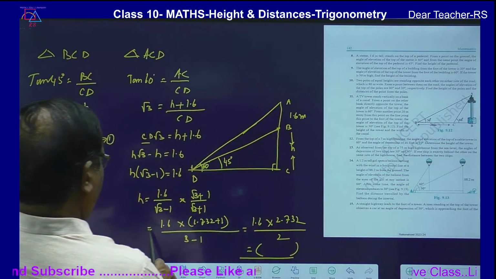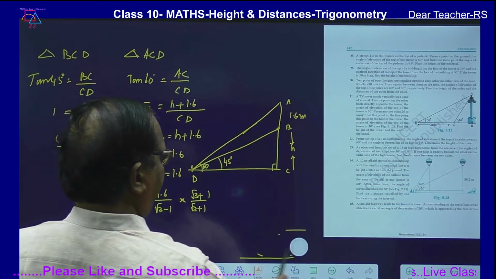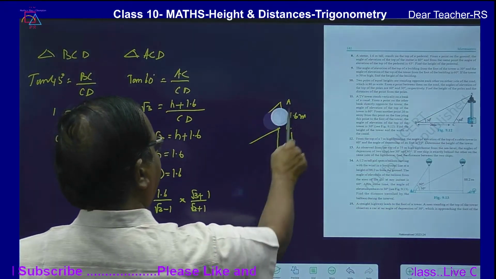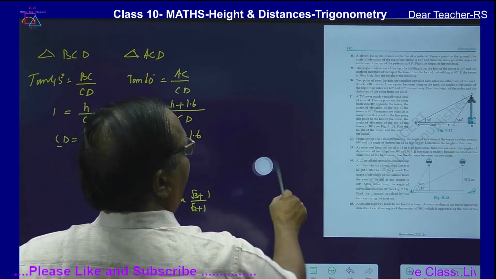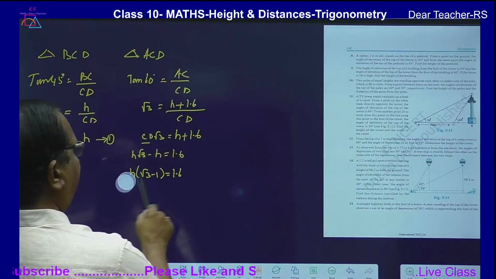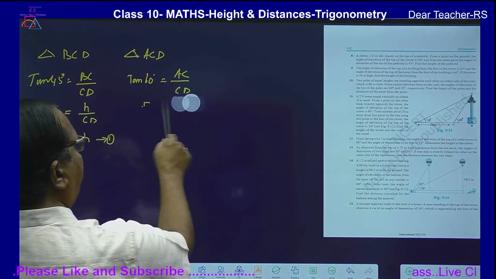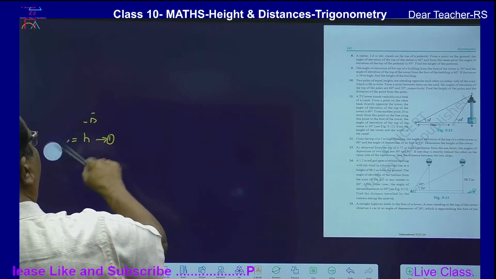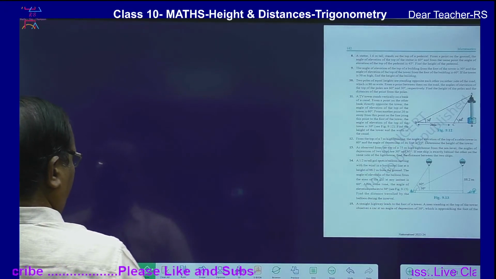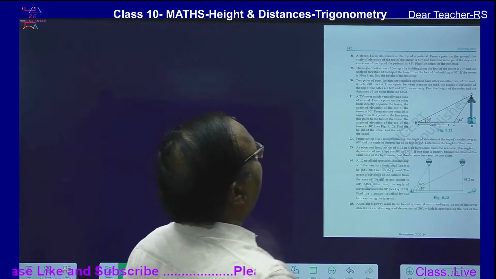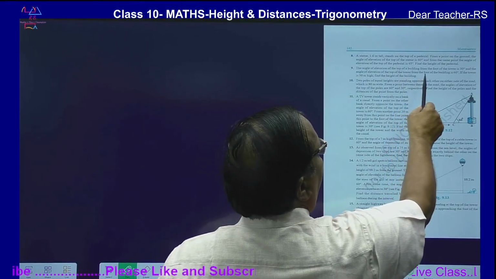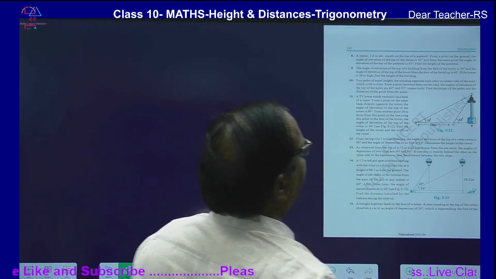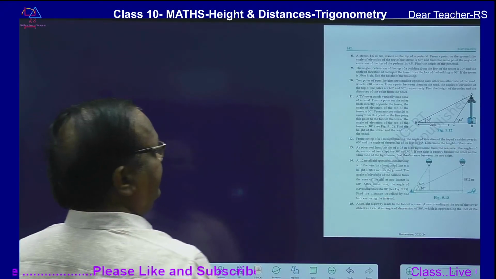So 9th question, let me rub these things. The elevation of the top of the building, top of the building from the foot of the tower is 30 degrees. So there is a building.